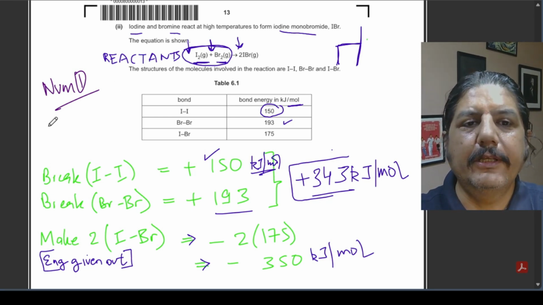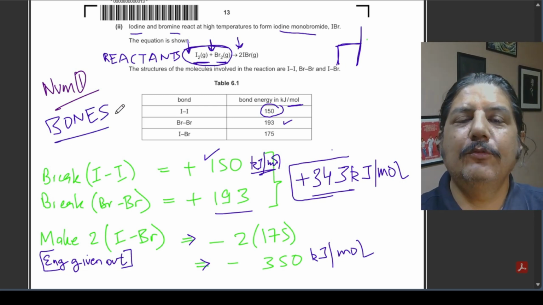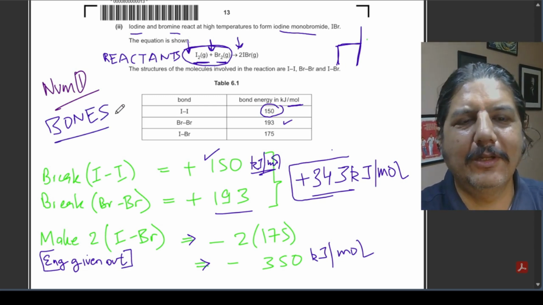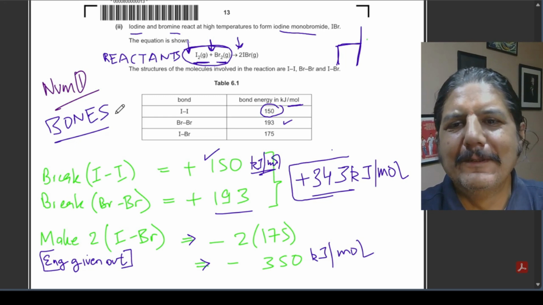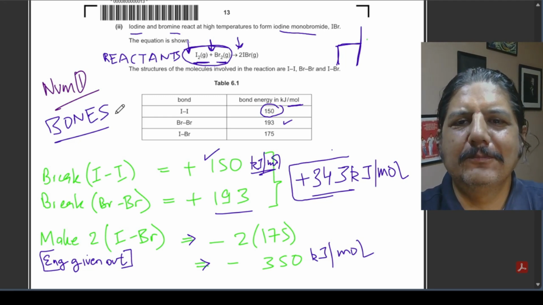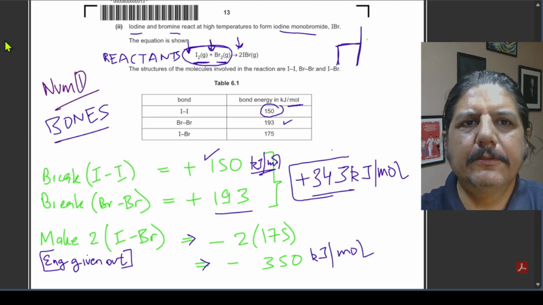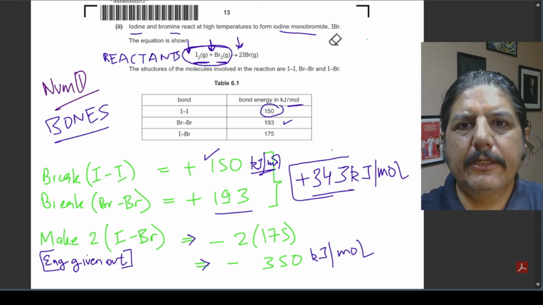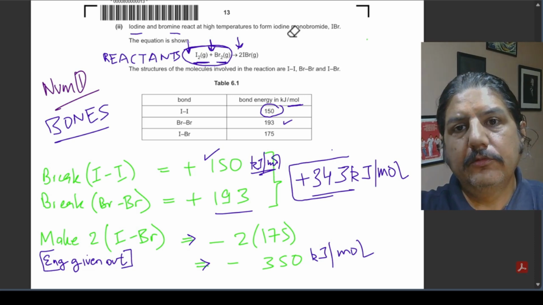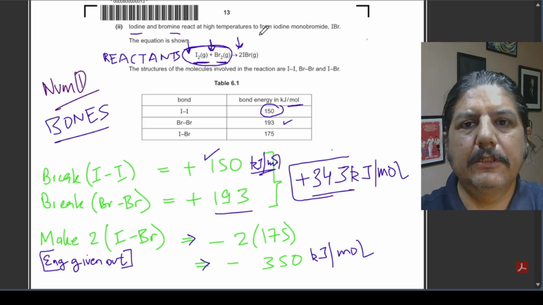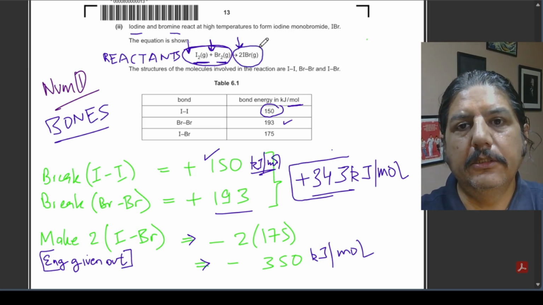Another example, if you want to break somebody's bones, you have to put in some energy to break the bones. So bones, bonds, same thing. Now when we come to the product side, the inverse would be taking place. Now what will be happening is there would be bond formation. 2 moles of iodine monobromide is being formed.